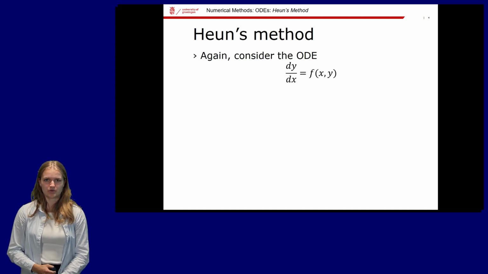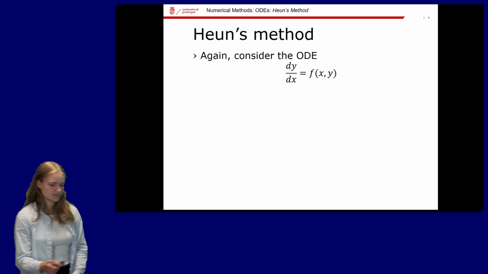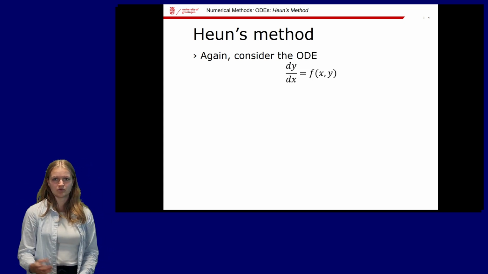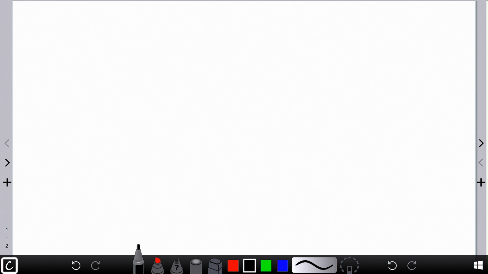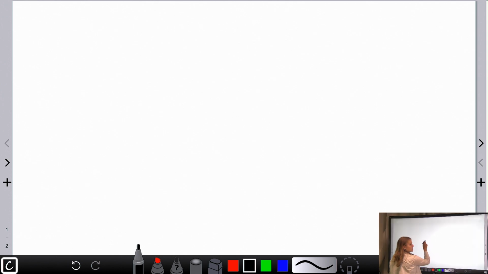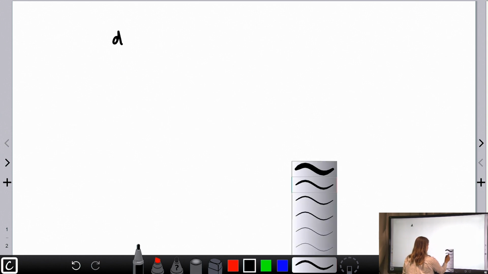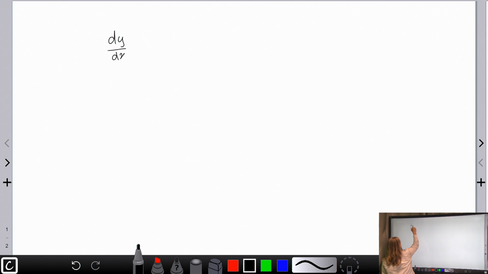So now let us derive a general expression for Heun's method. Again, consider this ordinary differential equation in this form. I'll write it down here again. dy/dx is equal to some known function of x and y. Now we can integrate this expression with respect to x to get this.